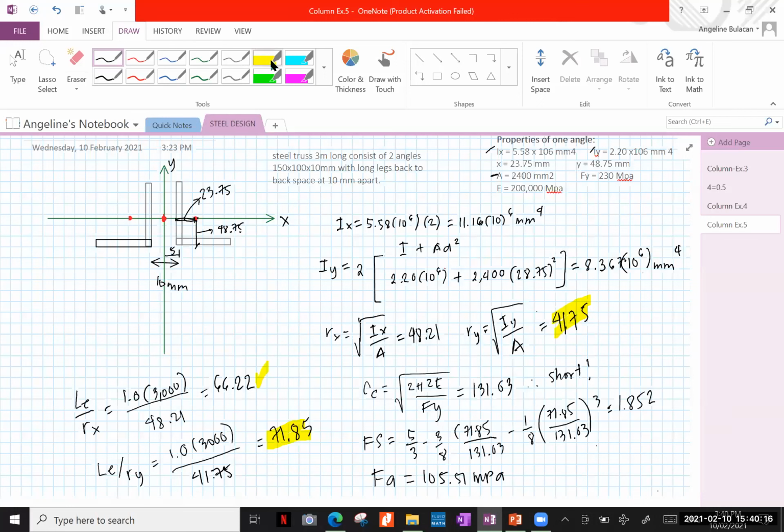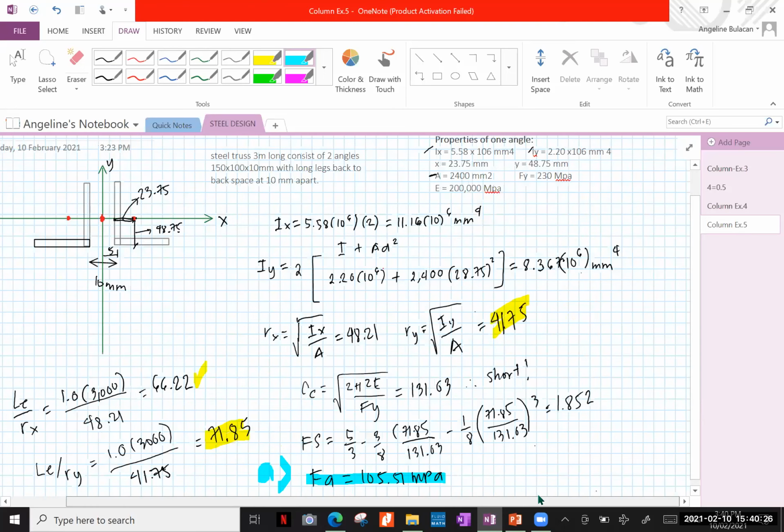Okay, so question number 1. Ito yung sagot. Allowable axial. Letter E. Next, sa letter B, ano ba yung tanong doon? What is the axial load?